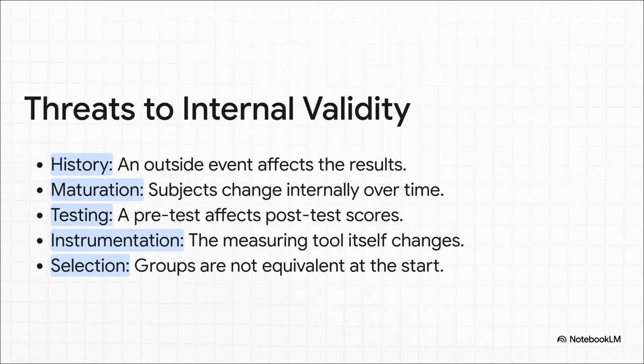And here are some of the classic culprits that researchers have to guard against. A history threat, for example, could be some huge news event that happens in the middle of your study that changes everyone's mood. Maturation is much simpler. It could just be that people get tired or bored during a long experiment. A huge part of good experimental design is just anticipating and neutralizing these kinds of problems before they start.